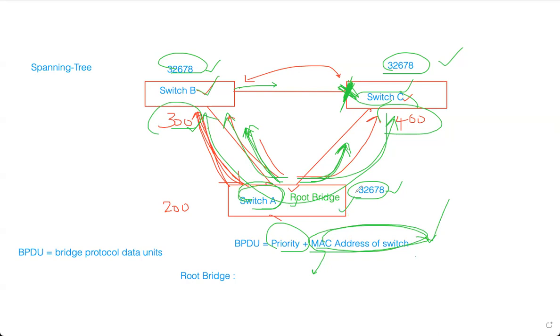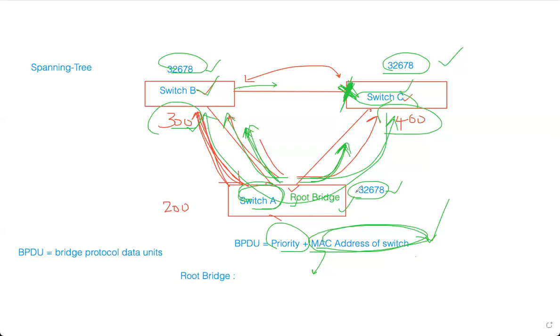So our problem is resolved. So we can have avoidance of the loop with the spanning tree, with the exchange of the BPDUs. They all exchange the BPDUs, and whichever has the lowest BPDU, that will win the election in terms of forwarding the frames.